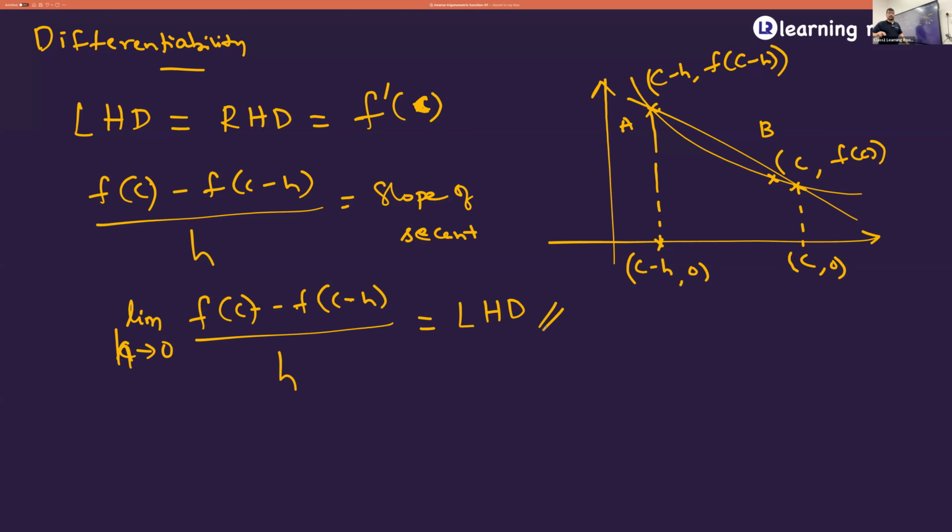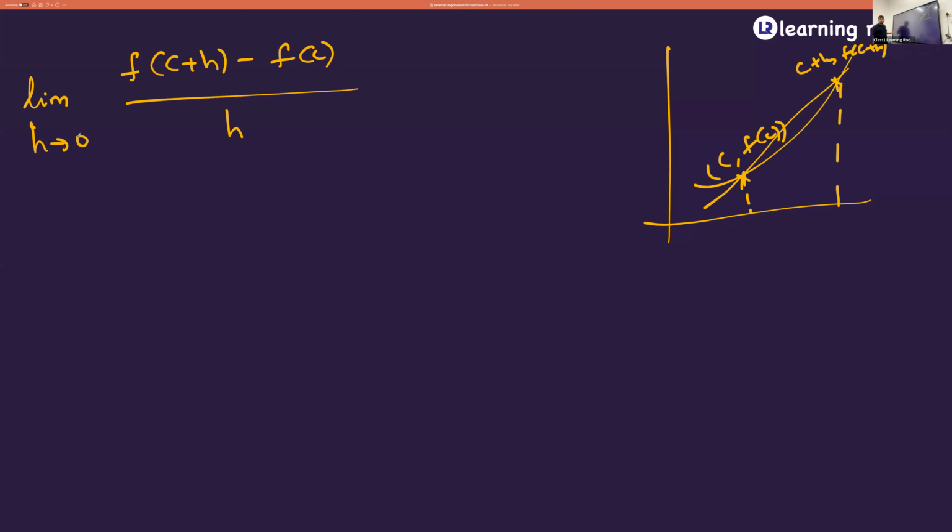Similarly, if I want the right hand derivative, it's already in your notes, so I'm not giving time to write. If you want the right hand derivative, what are we supposed to do? You'll take the point C here, then C plus h comma f of c plus h will be here, here it will be C comma f of c, drop a perpendicular. Then what will be the slope of the secant? f of c plus h minus f of c, again by h. This is the slope of the secant. If I add a limit, h tends to 0, then this becomes the right hand derivative. So basically, why do you differentiate?